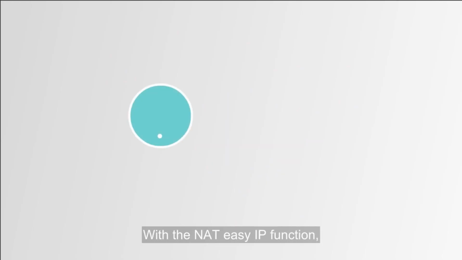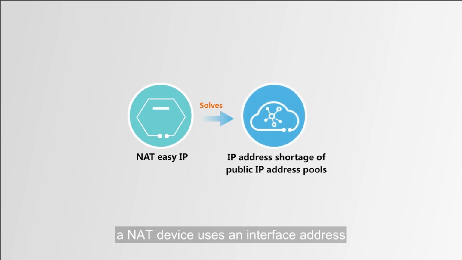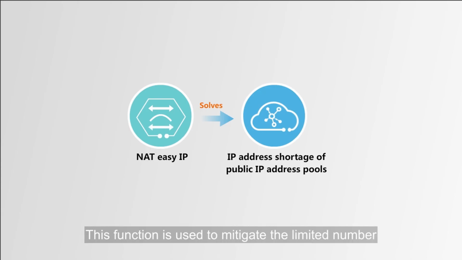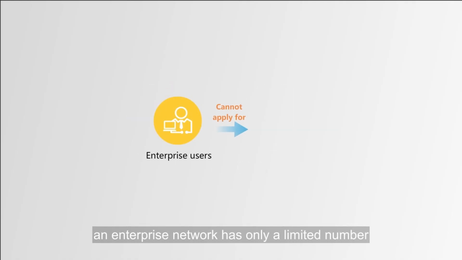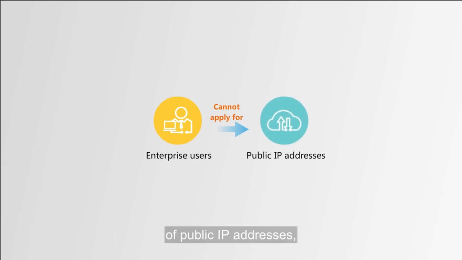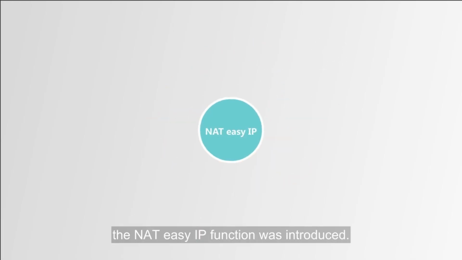With the NAT easy IP function, a NAT device uses an interface address as an IP address in an address pool. This function is used to mitigate the limited number of IP addresses in a public address pool. By default, the NAT device requires the IP address assigned to an interface to be unique in a NAT address pool. However, an enterprise network has only a limited number of public IP addresses, and enterprise users are restricted in the number of public IP addresses for which they can apply. To make full use of the public IP addresses, the NAT easy IP function was introduced.